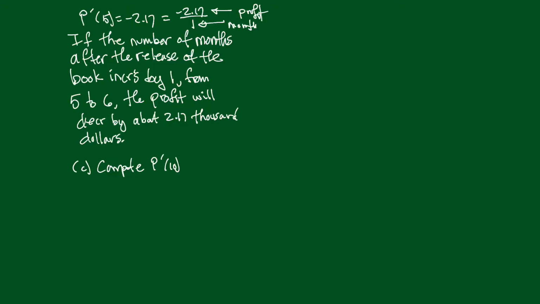Now part C says, how's the profit going to change 10 months after the release of the book? All right, so all I did, I computed P prime of 10. So just like I did with 5, but instead of 5, I put in 10, and I got negative 1. And so what does it mean? Just go back up here and replace the 5 with a 10, and it will say this. If the number of months after the release of the book increases by 1 from 10 months to 11 months, the profit will decrease by about $1,000. So from month 10 to month 11, this company is going to lose about $1,000 on the profit.